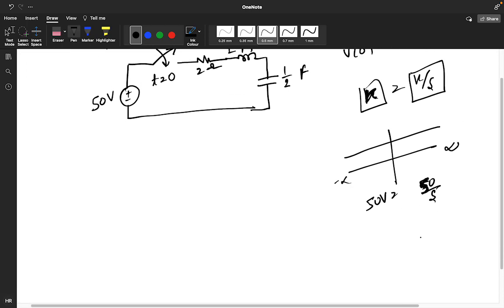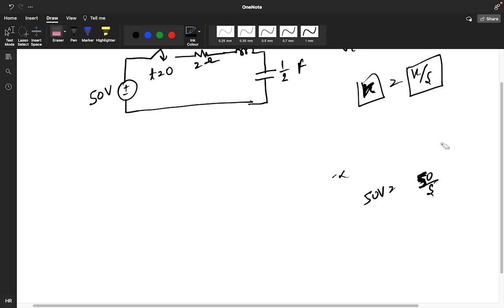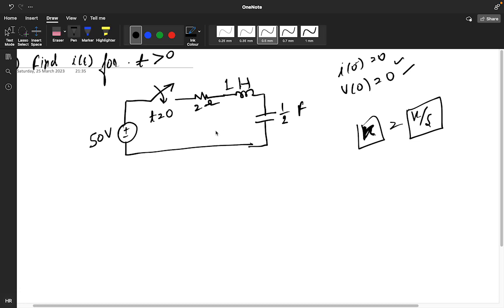Actually, I just want to tell you, it's not like that. This 50 volt is actually a unit step, because this circuit is starting from 0. From 0 to infinite it's getting 50. So this function can be written like this, u of t.